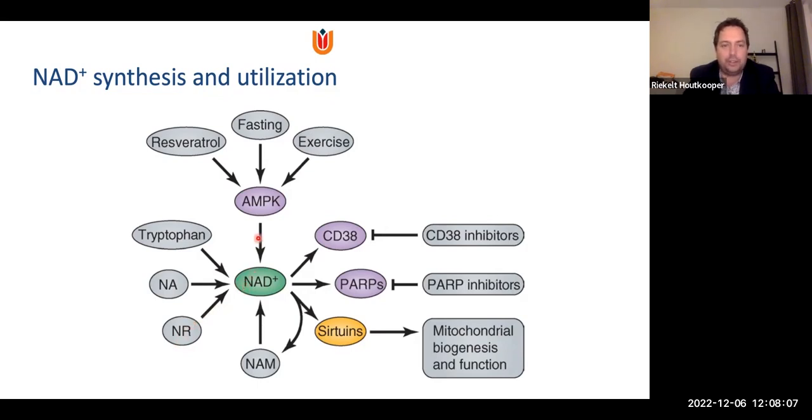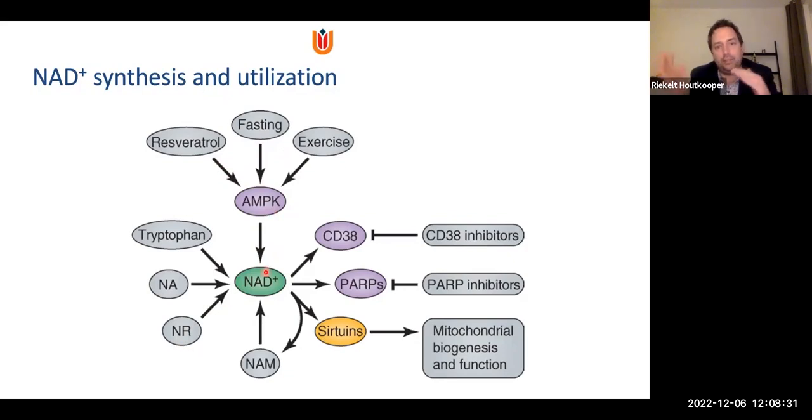There are also other factors like AMPK, the energy sensor, which can also increase the synthesis of NAD indirectly. And AMPK in turn is regulated by fasting, by exercise, and resveratrol, for instance. And so each of these factors indirectly will also lead to an increase of NAD levels.